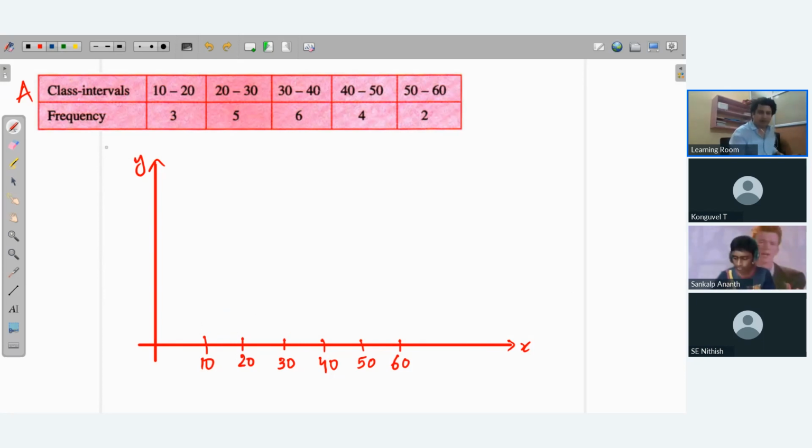Nothing more than that. Yes. Then what to do? Then we see the frequencies. We see 3, 5, 4, 6, 2. So you can do 1, 2, 3, 4, 5, 6. Yeah, we can do 1, 2, 3, 4, 5, 6.